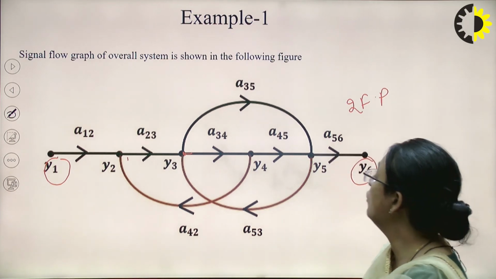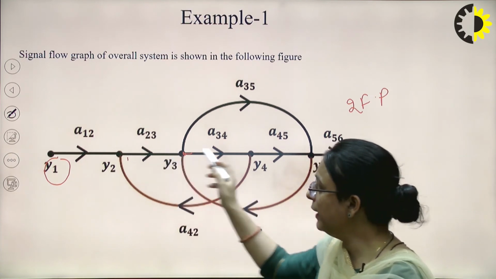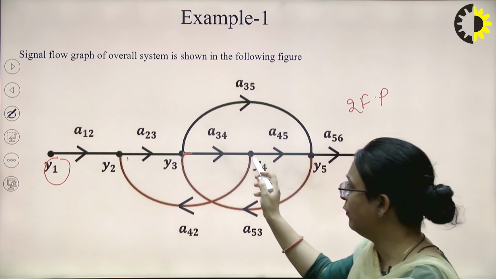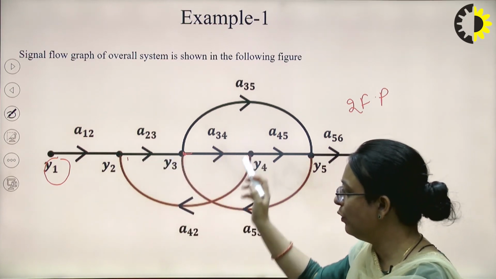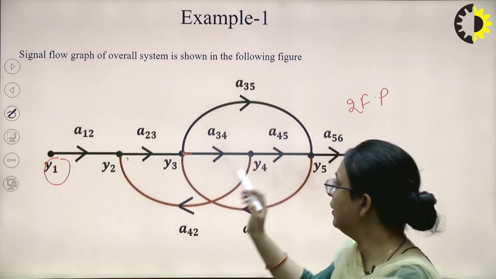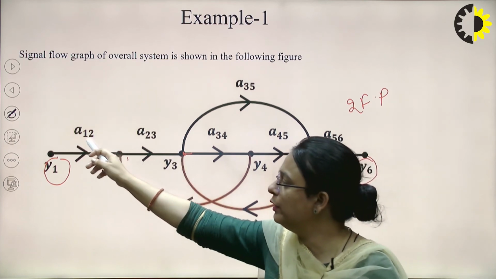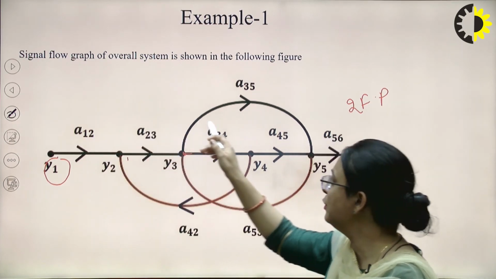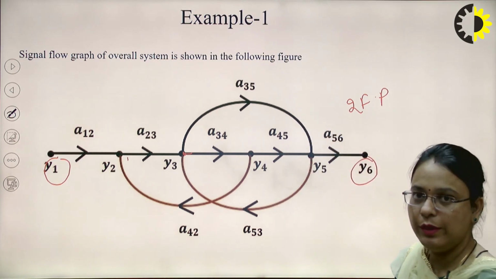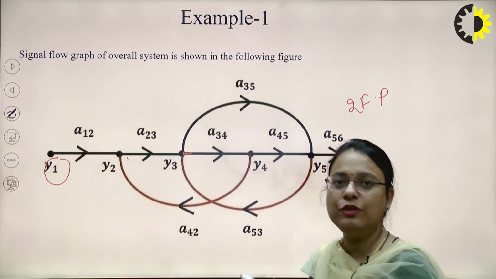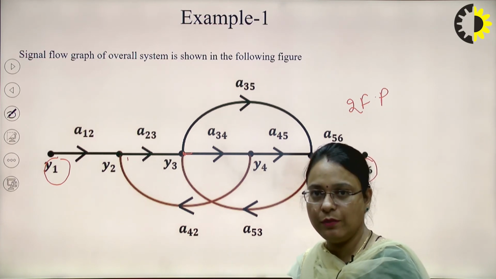There are two forward paths, and the gain of the loop y2, y3, y4 back to y2 will be a23 into a34 into a42. Similarly, the gain for the forward path will be the multiplication of all these gains: a12 into a23 into a34 into a45 into a56. I hope the SFG concept is clear to you when a set of equations is given to us.